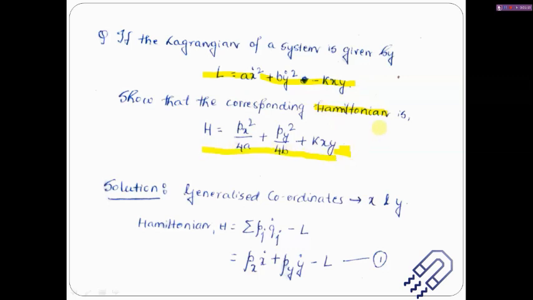I take the help of the relation that I know which connects the Lagrangian and the Hamiltonian, and this is the relation we have. More or less every time we are going to use this particular relation, however complicated the question might be. So in this particular case, what are the generalized coordinates? When we say x dot and y dot, these are nothing but the time derivatives of the generalized coordinates, and x and y are the generalized coordinates.